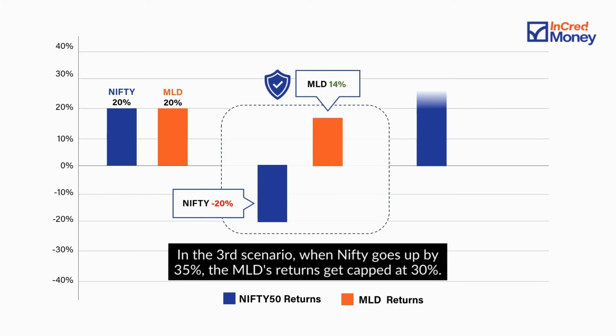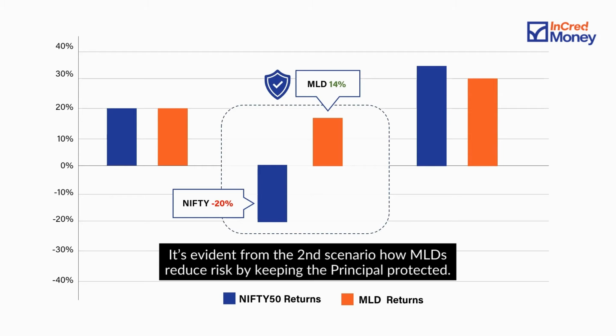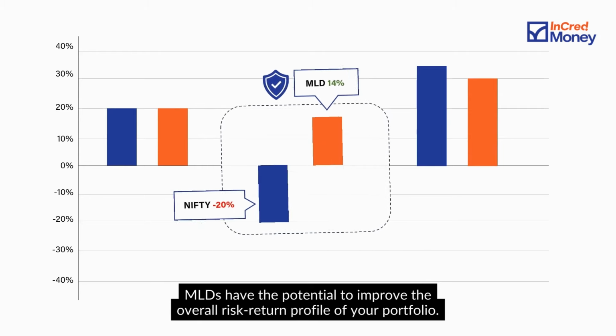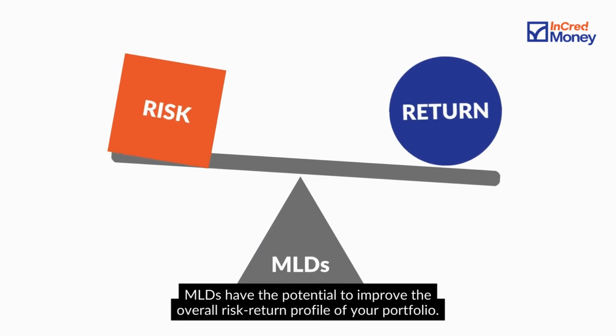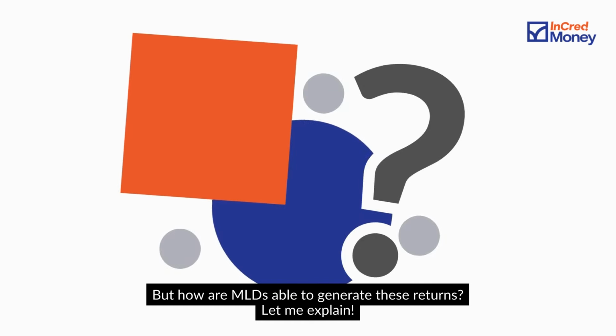In the third scenario, when Nifty goes up by 35%, the MLD's returns get capped at 30%. It's evident from the second scenario how MLDs reduce risk by keeping the principal protected. MLDs have the potential to improve the overall risk-return profile of your portfolio. But how are MLDs able to generate these returns?